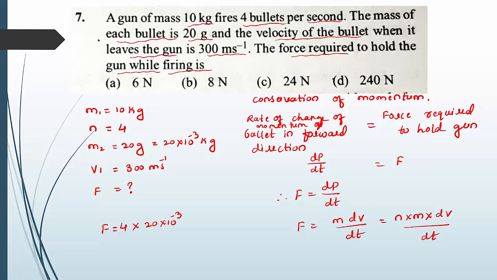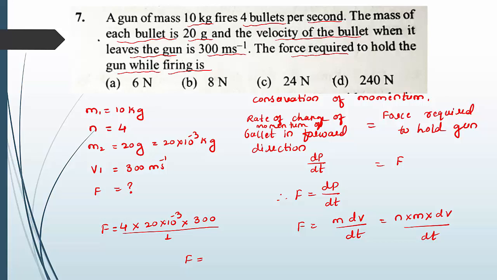This is everything related to the bullet. Then into the velocity of the bullet after firing. When it leaves the gun, it is moving with velocity 300 meter per second, divided by time, which is given. Per second we are firing, so we can write it as 1. Calculate this value and we will get the answer.